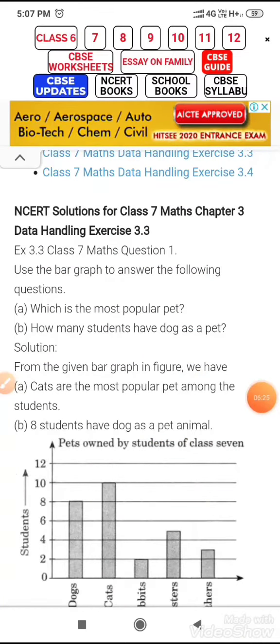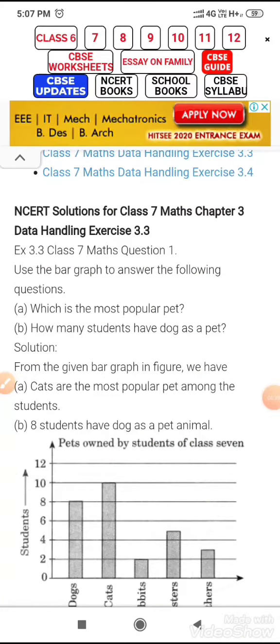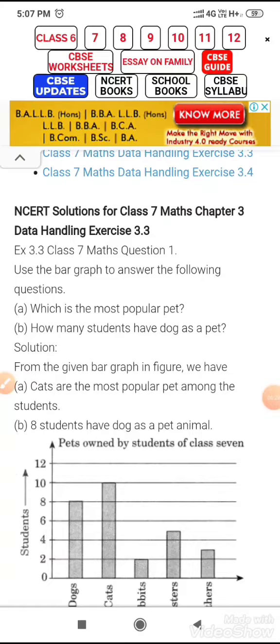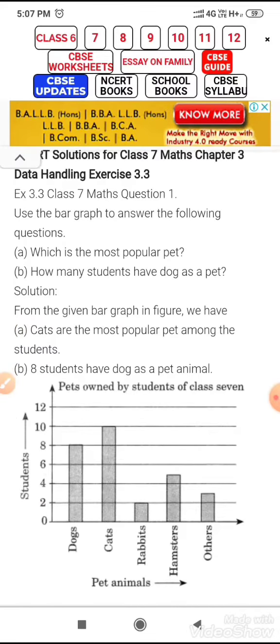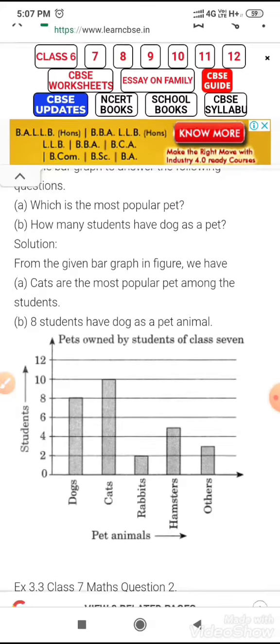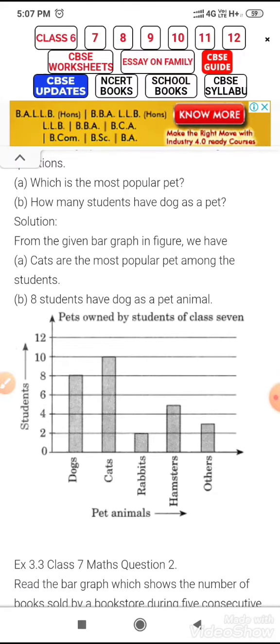Okay students, so now we are going to start our exercise 3.3. The first question of exercise 3.3: use the bar graph to answer the following questions. First you study this graph. This graph shows the pets owned by the students of class 7th.